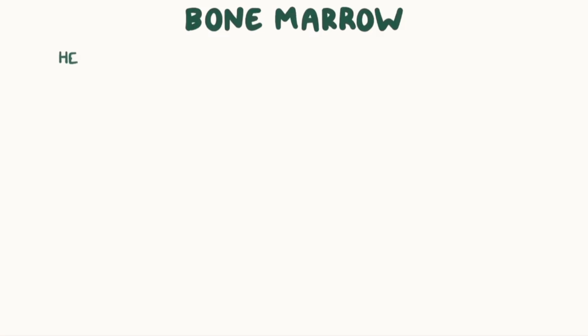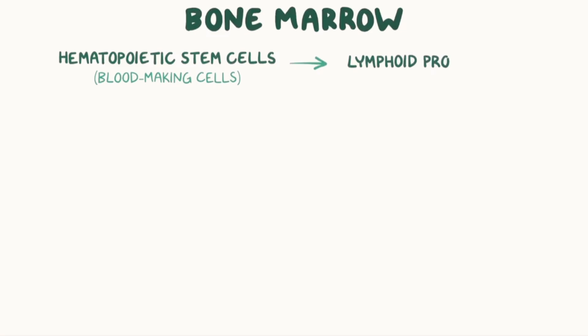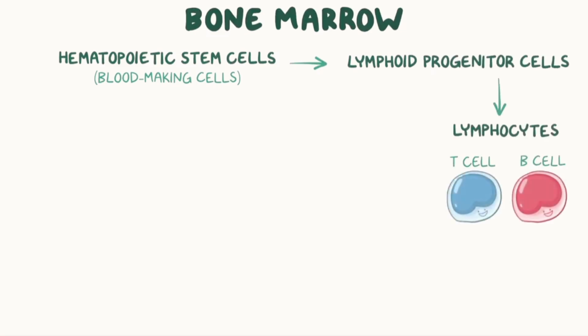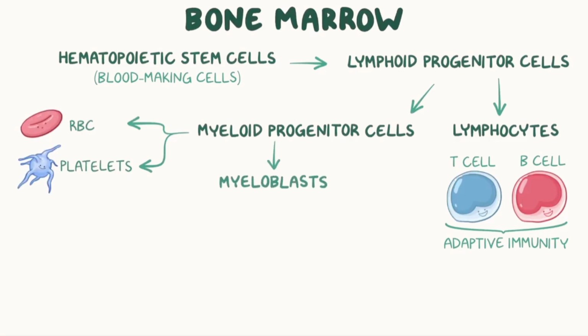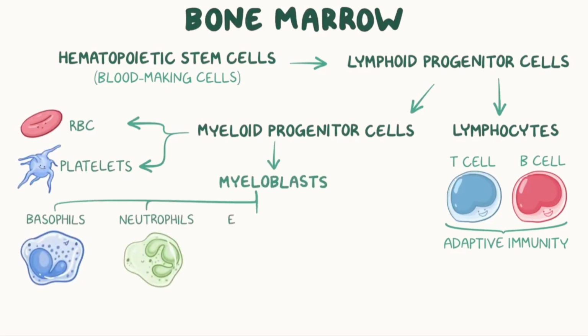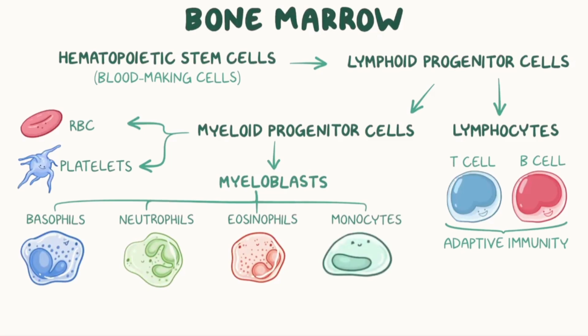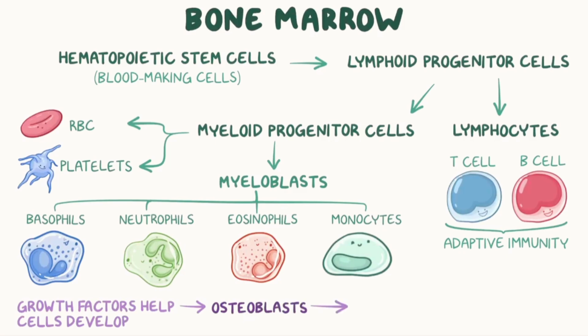In there is where we find the hematopoietic stem cells, the blood-making cells of the bone marrow, which give rise to the lymphoid progenitor cells, which mature and differentiate into lymphocytes like T and B cells, the main cells involved in your adaptive immunity, and the myeloid progenitor cells, which differentiate into red blood cells, platelets, and myeloblasts, the progenitors of basophils, neutrophils, eosinophils, and monocytes. There are a number of growth factors that help these cells develop. For example, osteoblasts release a substance called MCSF, macrophage colony stimulating factor, which helps stimulate myeloid cells like monocytes.